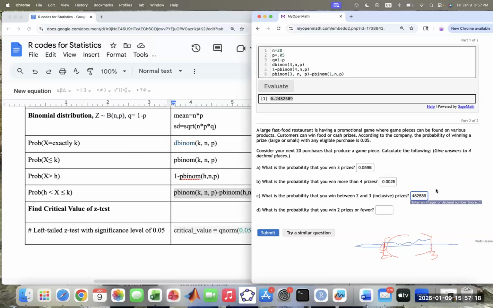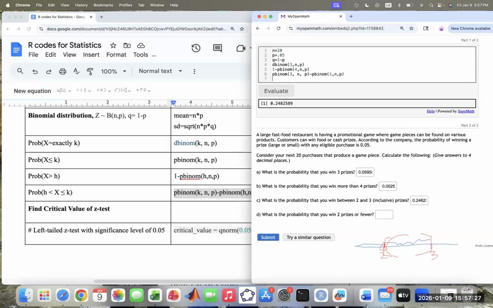Now they ask, what is the probability that you win 2 prizes or fewer? That means it goes right here. So I'm going to do P binomial, and here I want to take 2, and then n, p. So this would be my answer for this part right here. And you will see my answer for this one right here. So I submit. I should have all correct answers for this part.